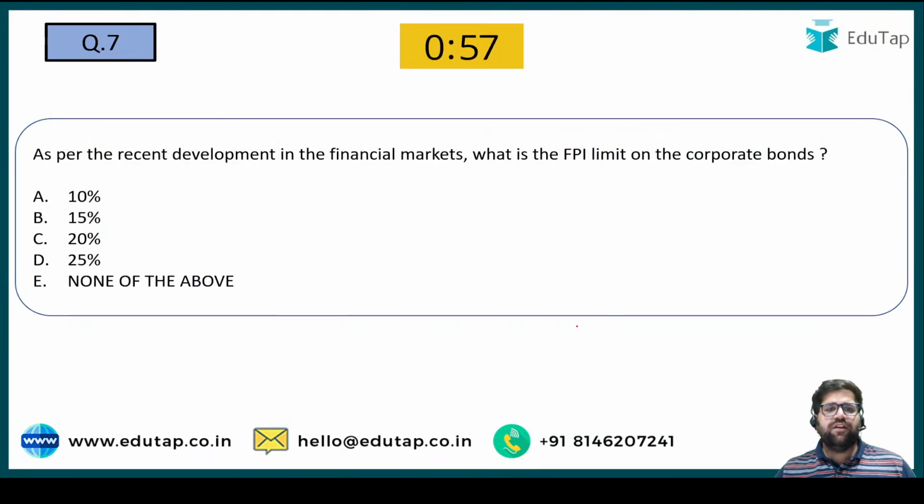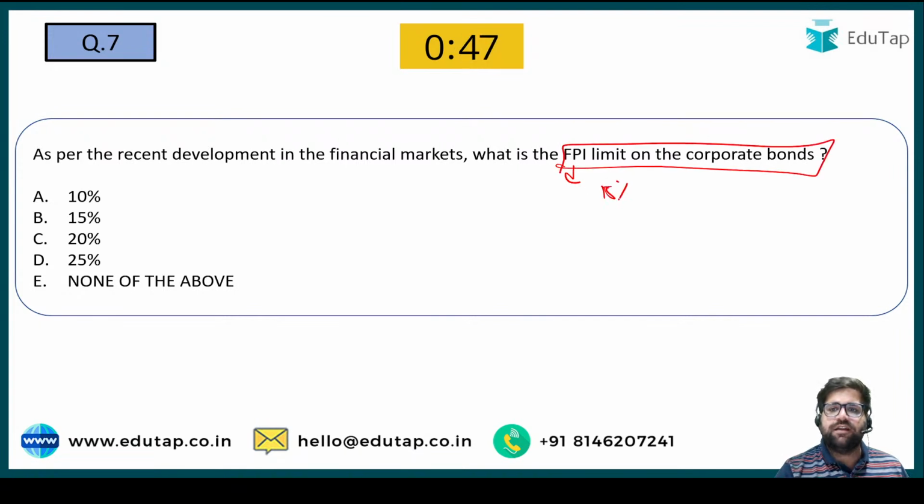As per the recent development in the financial market, what is the FPI limit on corporate bonds? FPI stands for foreign portfolio investment. Now, if I'm asking you the FPI limit on corporate bonds, that is 15%. Now, why do I know this? Because this was very much in the news regarding the different conditions which have been updated by RBI. So the correct answer will be option B.